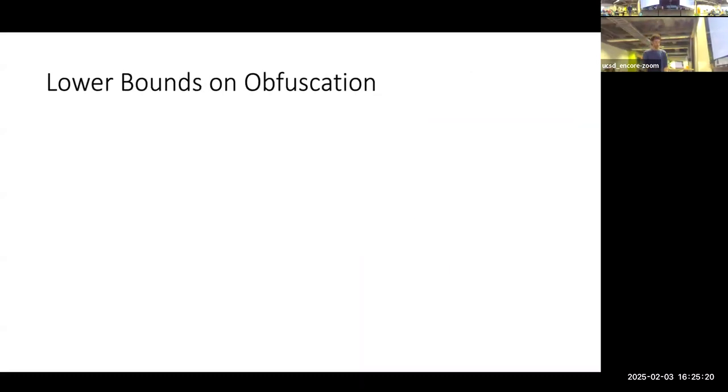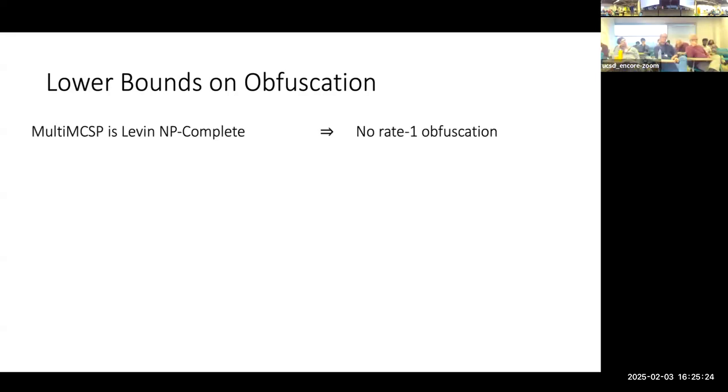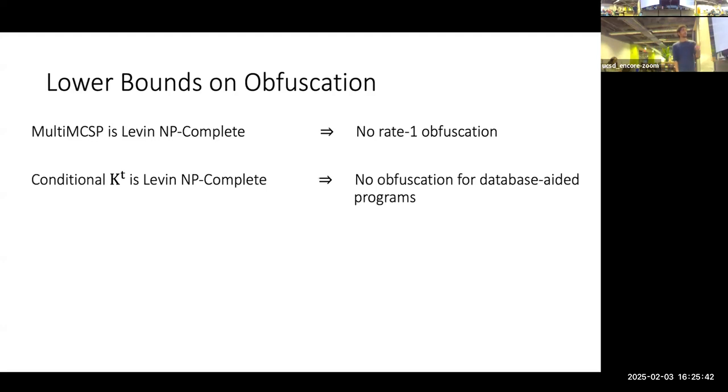So what I just said is that by taking a result that multi-MCSP is NP-complete, we get that there is no rate one obfuscation, there is no obfuscation with very low overhead. You can also look at other meta-complexity problems and get impossibility results on other types of obfuscation. For example, if we look at the NP-completeness of conditional Kolmogorov complexity, we get that there is no obfuscation for databases, for circuits with Oracle access to a database. You cannot obfuscate that in the sense that the overhead cannot be independent of the size of the database.